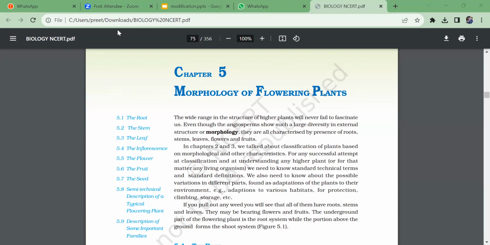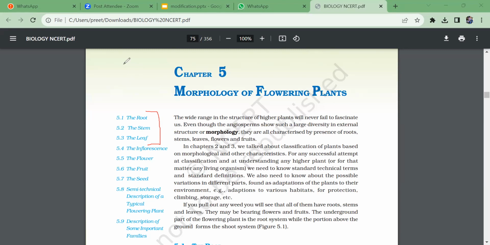Okay, next is morphology of flowering plants. So we will start reading this. A wide range in the structure. I have told you, up to here it is not that important. After that comes the part which you have to know, but this also you have to know. You can get 1 mark easily. It will be understood now, all of this.